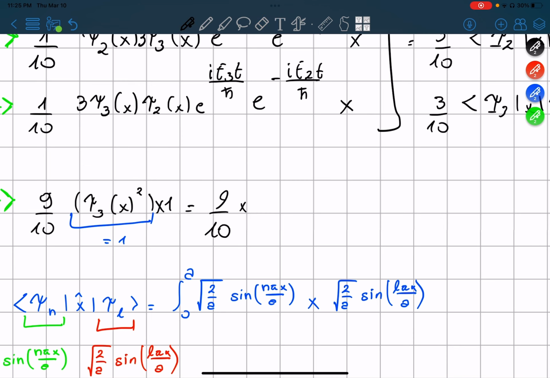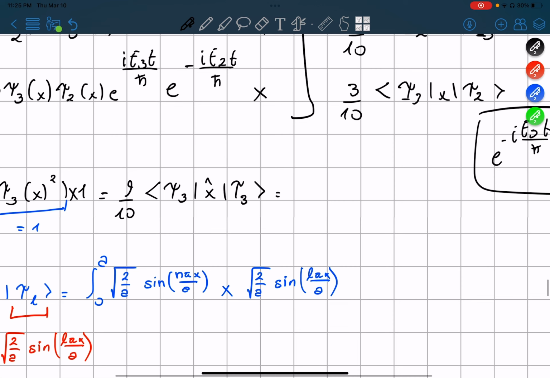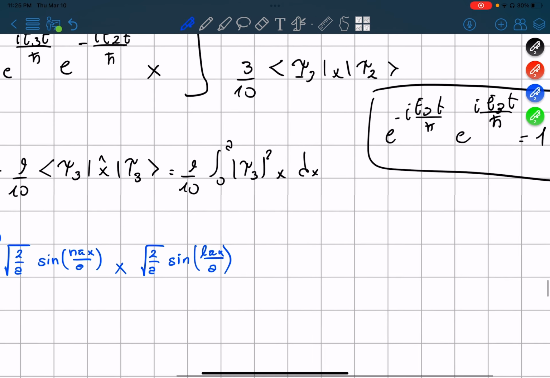So 9/10 x, but as I said, it's like rewriting this as 9 over 10, and then psi 3 x, so equal to 9 over 10, the integral from 0 to a, psi 3 squared x dx. Psi 3 squared is equal to 9. That's why we got the 9 in front, actually. I'm sorry, the constant in front is equal to 9. So this part over here is equal to 1. So this part is going to be equal to 9 over 10, and then 1/2 x squared from 0 to a. So again, 1 over 20 a squared.